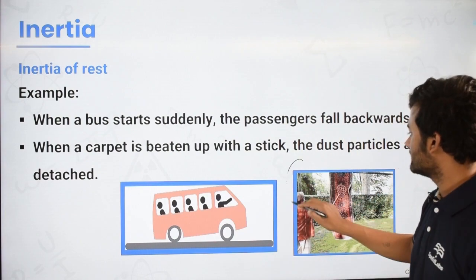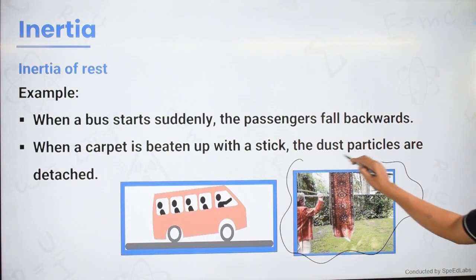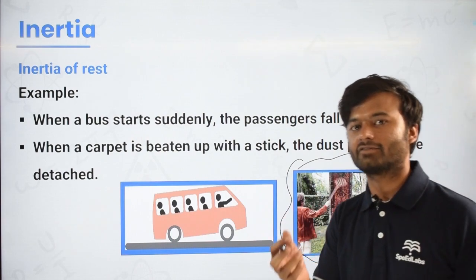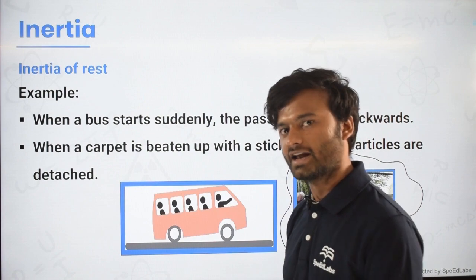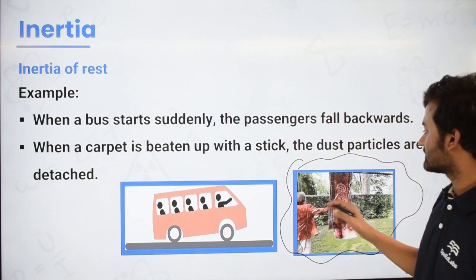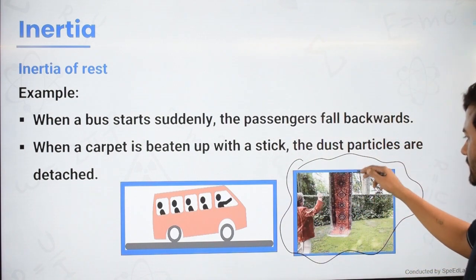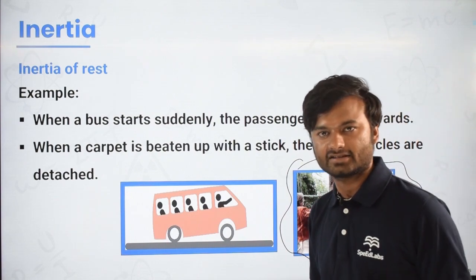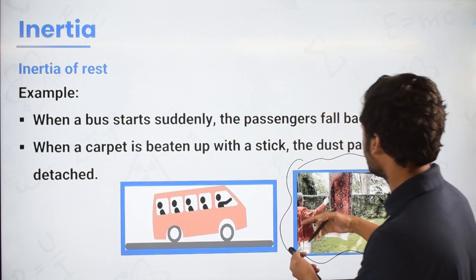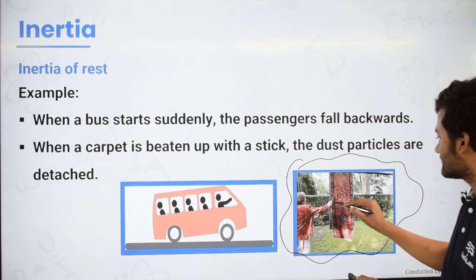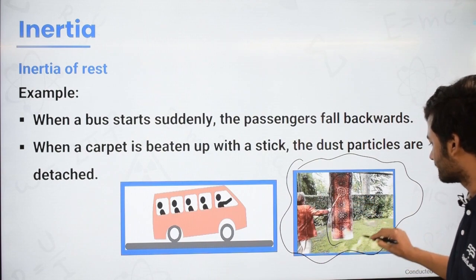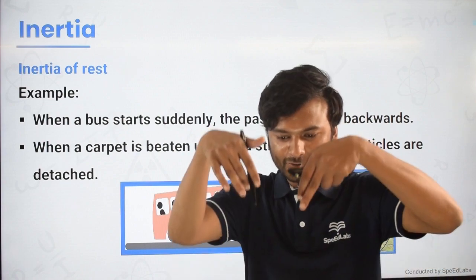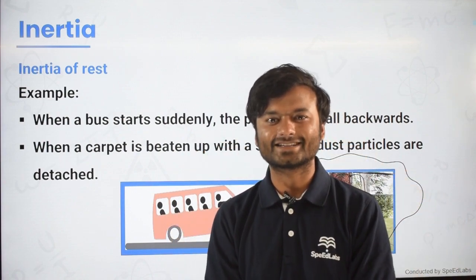This auntie is basically striking this piece of wood on this chadar, okay, that has many dust particles. So what will happen? When this auntie strikes this wood on this carpet, the dust particles were initially at rest. But when this auntie applied force with the help of this wood, the carpet comes into motion, but the dust particles want to remain at rest. So they will fall downward due to gravity.